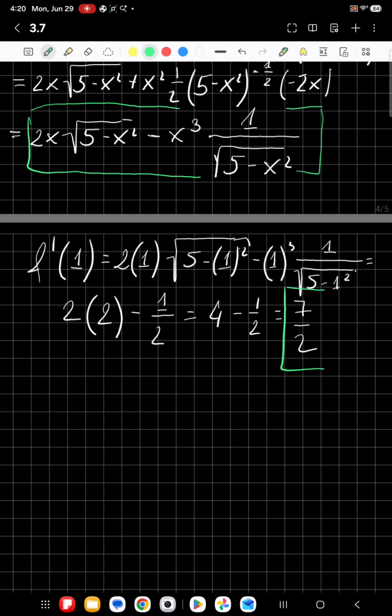So the derivative of that function that we saw at the beginning at that point is 7 over 2, or the slope of the tangent line at that point to the graph. Okay, we can have more examples.